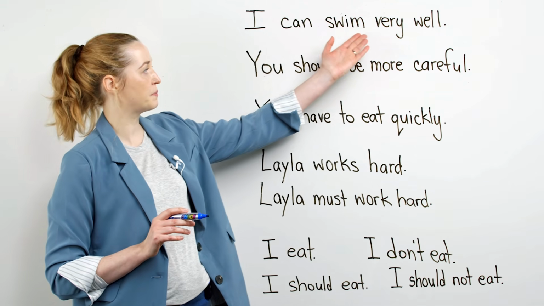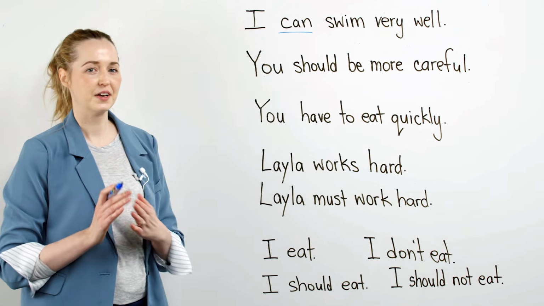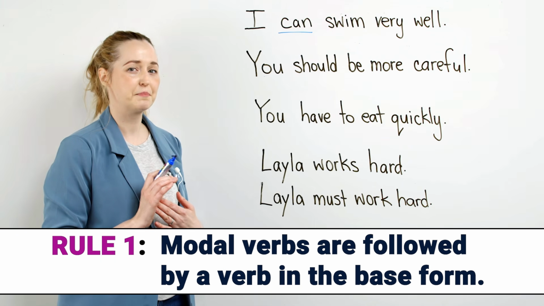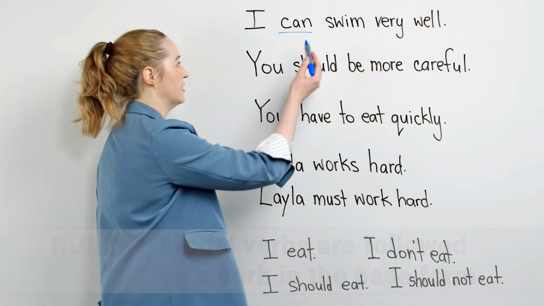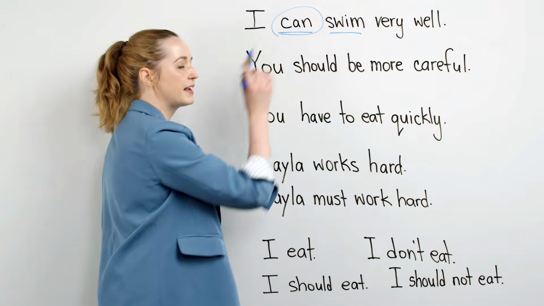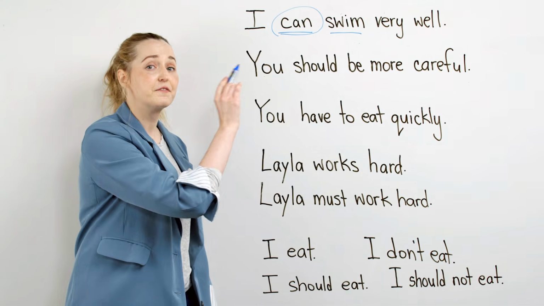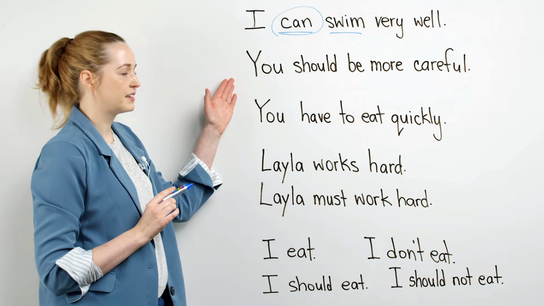I can swim very well. Can is our modal verb. Modal verbs always come first before the main verb in a verb phrase. Here's our main verb. Here is our modal verb. Can comes first. I can swim very well. Let's look at the next sentence.